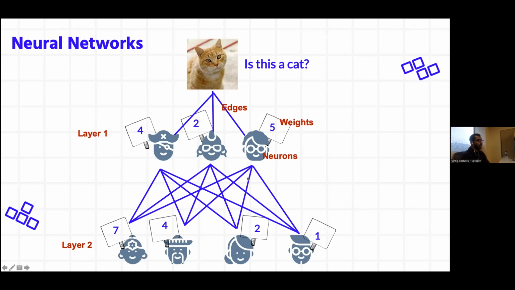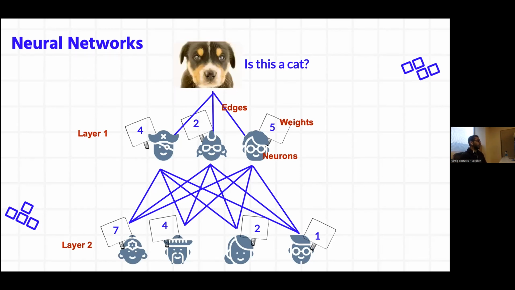And the point of a neural network is to see a lot of these pictures over and over. We'll see hundreds or thousands or millions of these pictures. And eventually, all 7 of these people will learn whether or not something is a cat, and they'll all work together and do a good job. So what does that actually look like?